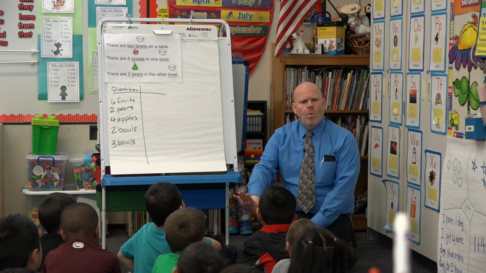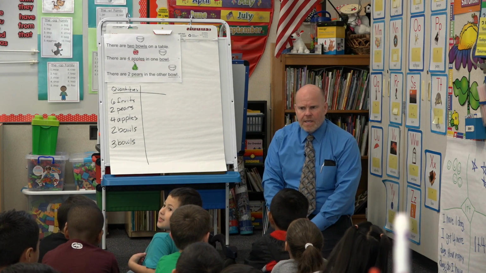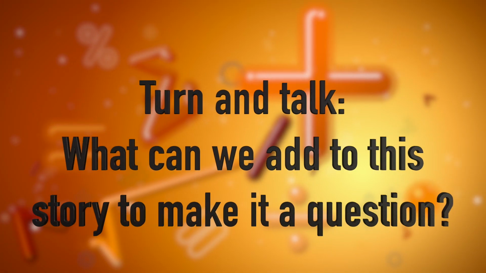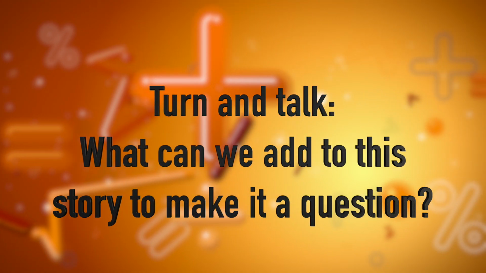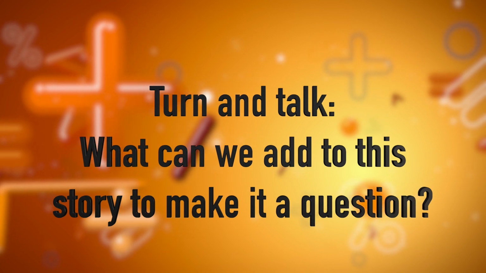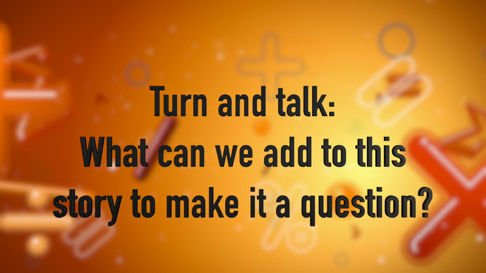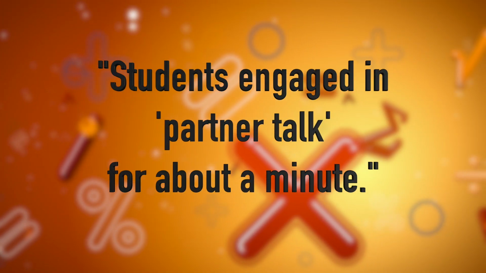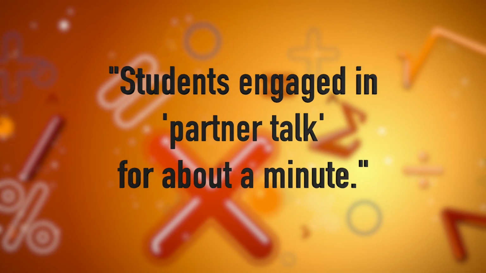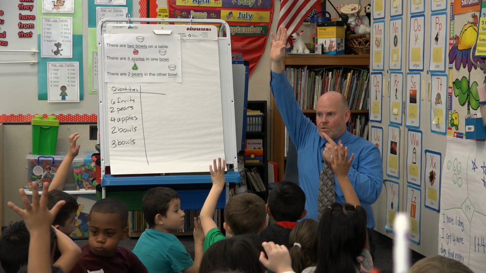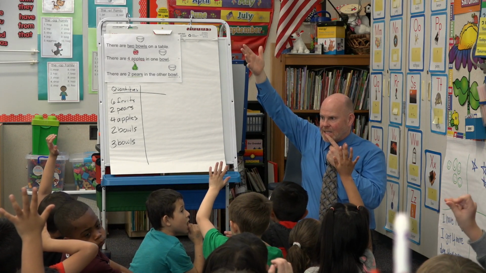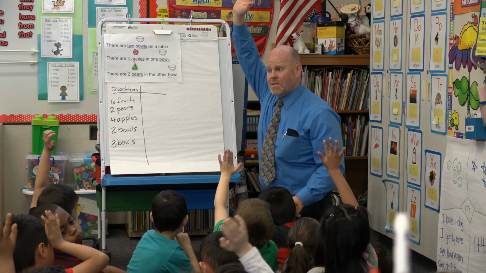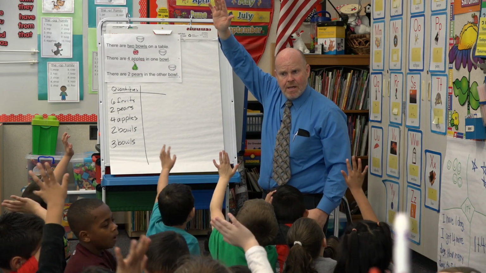You know what I notice about this story? What I notice about this story is there's no question. There's no question mark. So here's what I want you and your partner to do. We need to come up with a question. What kind of question can we ask for this story? Knees to knees, talk to your partner. What are some questions? What is a possible question we can ask for this story? Because this story doesn't have a question yet. What's a possible question that we can ask?